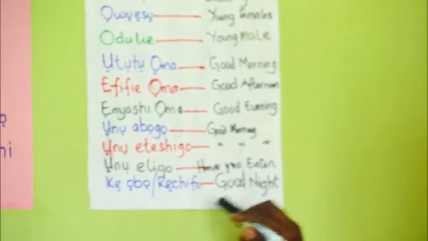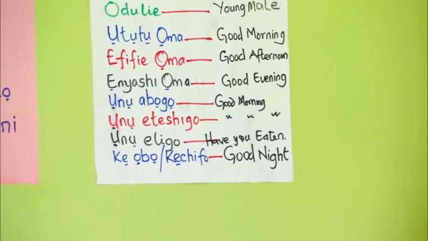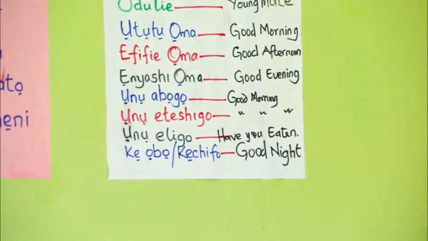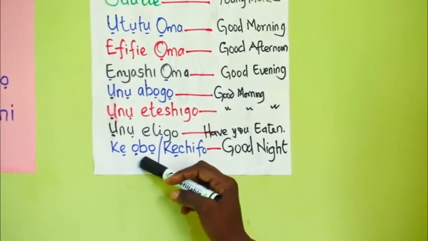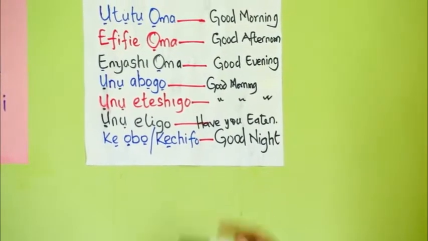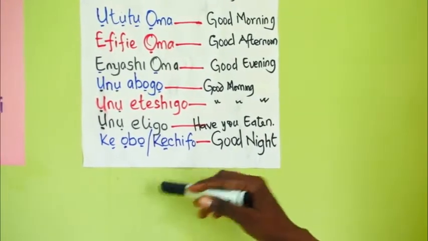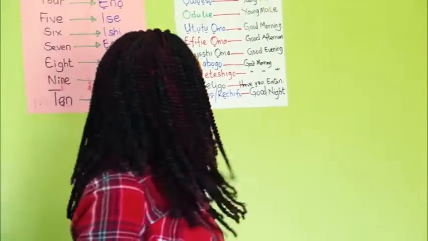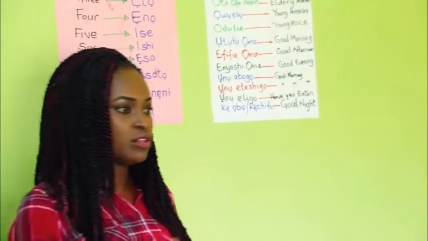I hope you're enjoying the class. Yes. Good. And now, the last one for today is good night. Good night in Ukwuani language means Kobo. Or in many cases, Kechifo. Good night. Kobo. Kechifo. So either way, you know?